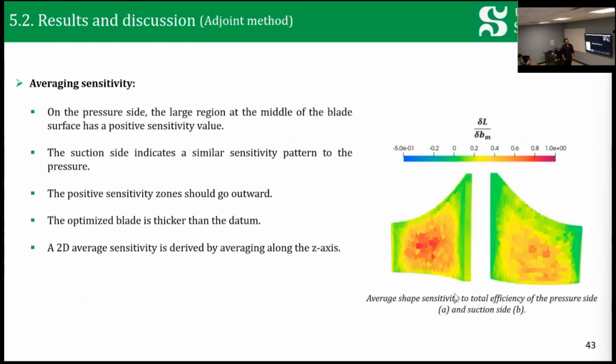Almost they have the same pattern, I mean the pressure and suction side, but on the pressure side we have bigger changes in sensitivity, but we cannot see any negative sensitivity. It shows that the blade should be thinner. And since for now the framework cannot create the 3D blade, we also need to average in the Z direction to get the profile of each blade.